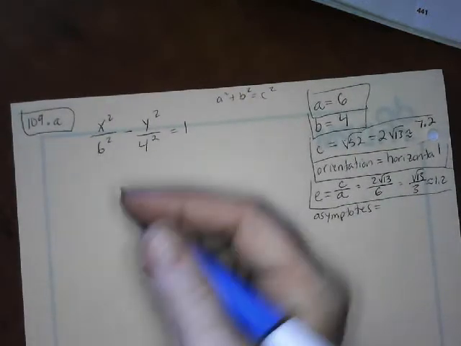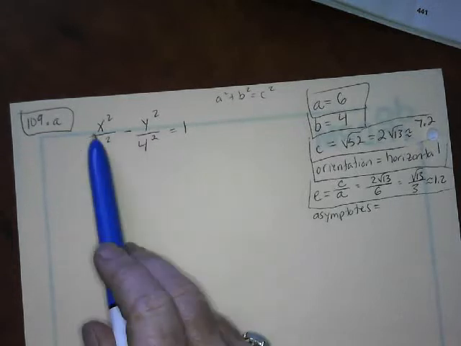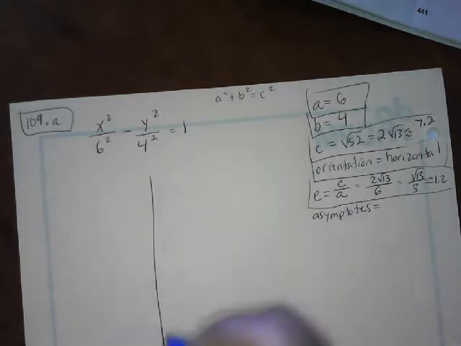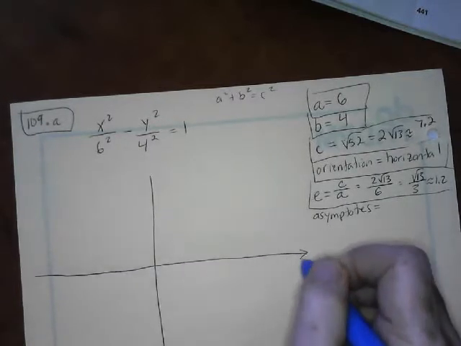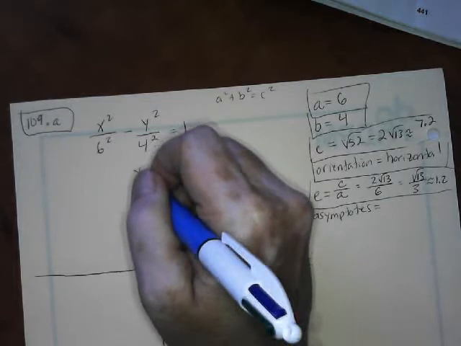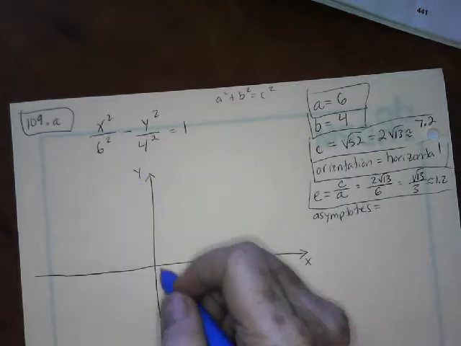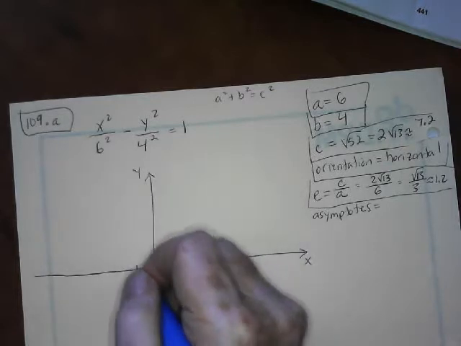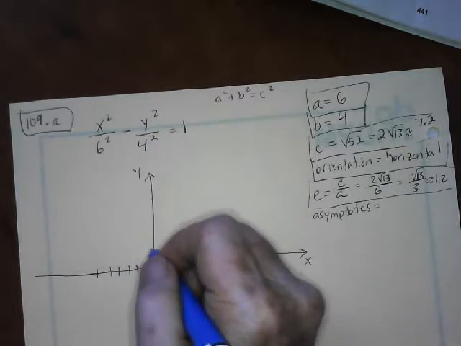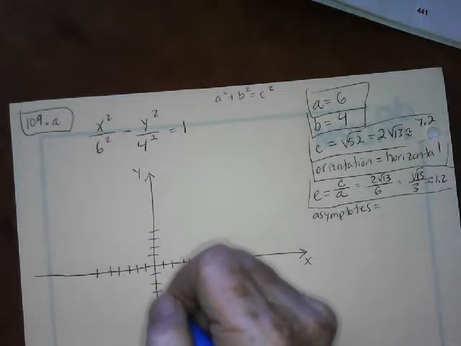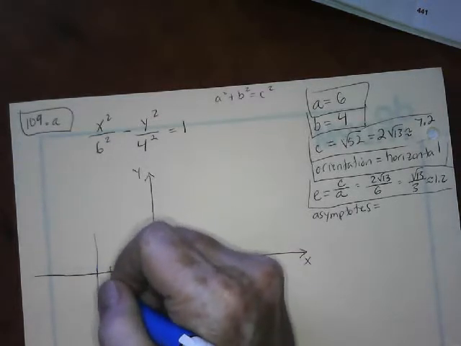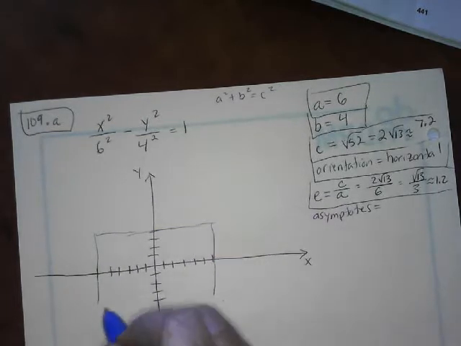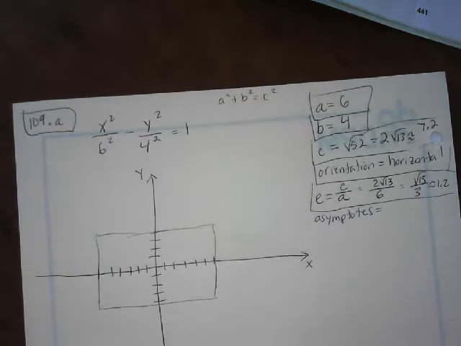So this one, it doesn't have x minus h and y minus k, so I know it's centered at the origin. So I just draw it like this. Here's x, here's y. I'm going to go to the right by 6 on the x-axis, left by 6, up by 4, down by 4. Get it? You just make a box. There we go. Okay, the box is not actually the graph. The box is just helping us to get a graph.